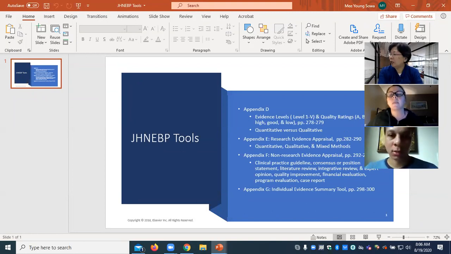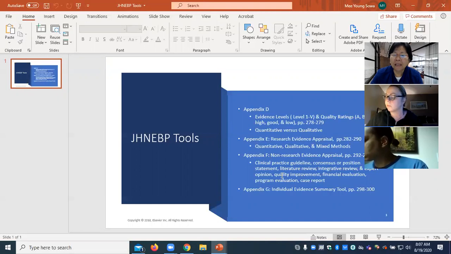Sowa. Okay, good. At the end of your textbook, there are appendix D, E, F, G, okay? Appendix D shows quantitative and qualitative, and you have to know whether it's quantitative or qualitative to critique your article. Appendix E has mixed method too. Appendix F is non-research. Therefore, appendix D and E teach you how to critique research. Appendix F shows you how to critique non-research, okay?